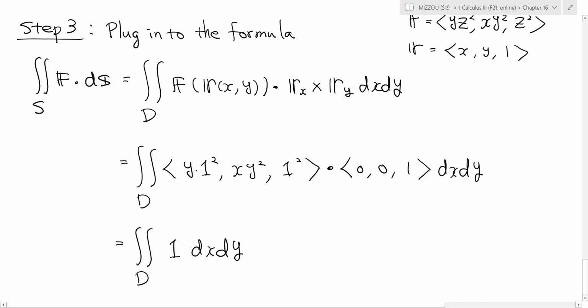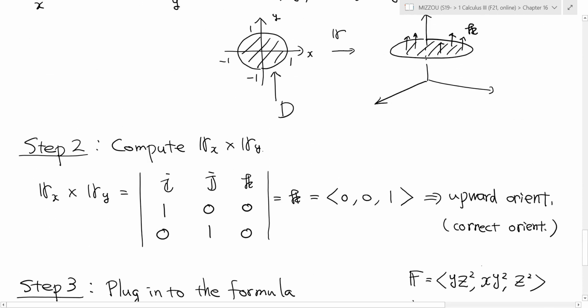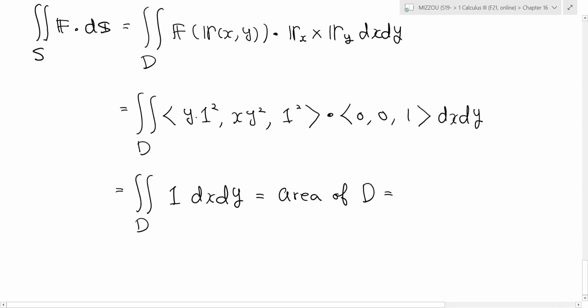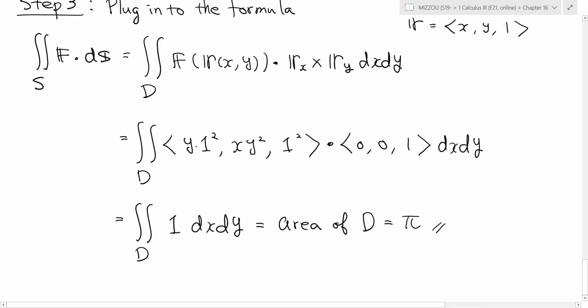Okay, so therefore this is the double integral of the constant function 1. That means that's the area of D. Remember, if you double integrate the constant function 1, what you get is the area of D. And in this case, D is just the disk of radius 1. So this is just pi. Or if you like, you may directly calculate this double integral by using polar coordinates, whichever you like. Anyway, so that's pretty much it. And yes, so this is the end of the video.